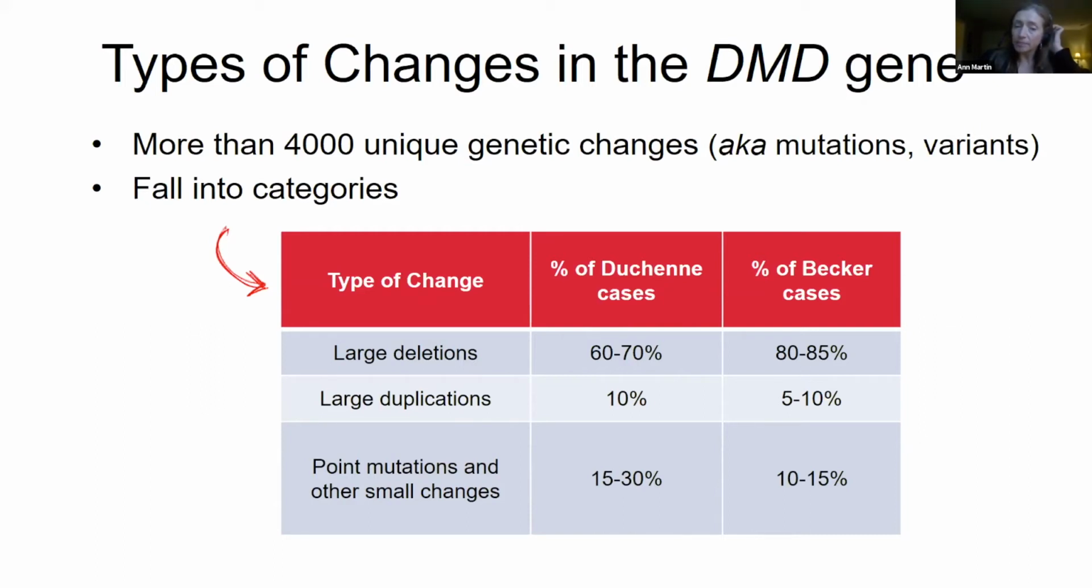And then the last type or broad category of change are the point mutations, and that's when there's a very small change within the gene. So it actually occurs within an exon. So it's not a whole exon being deleted or duplicated, but it's a very small change within an exon. And those are found about 15 to 30% of the time in Duchenne boys and a smaller percentage in Becker.